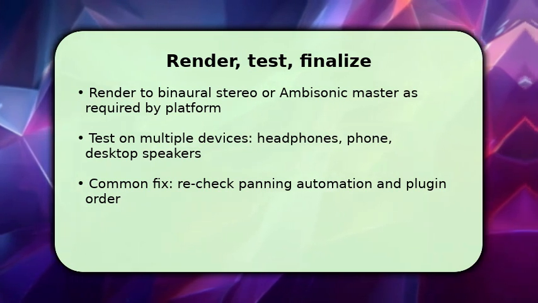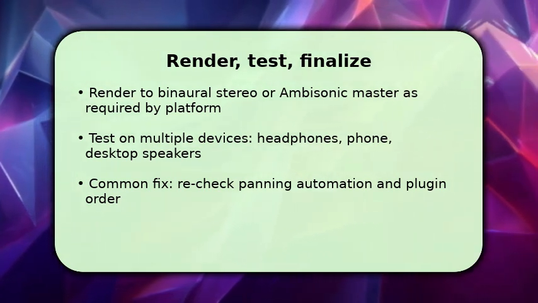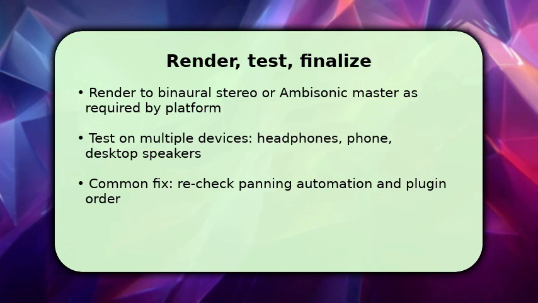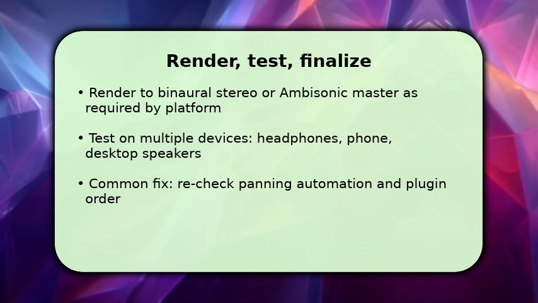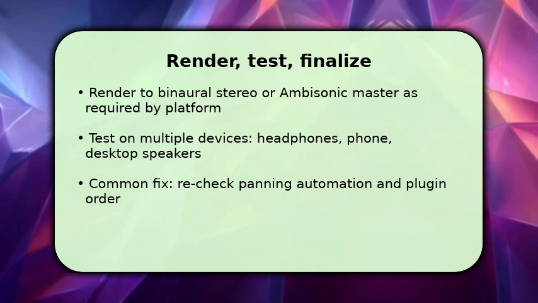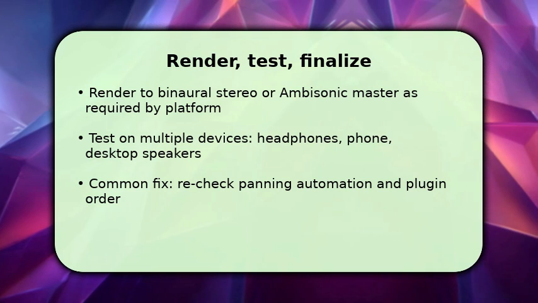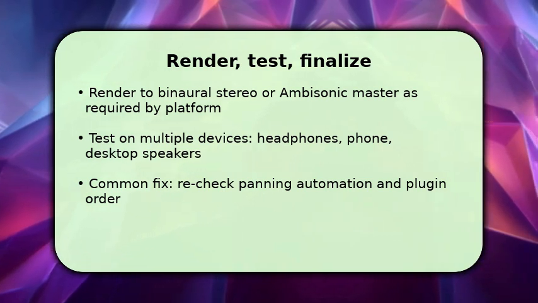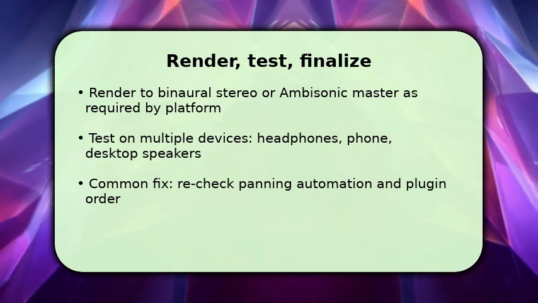Once rendered, test on multiple systems, headphones first, then phone playback and laptop speakers, because spatial perception changes with playback. If localization feels off, verify plugin order and that panning automation didn't clip or reset. These are common issues. Make sure to normalize levels and add a final limiter only if needed. Export with metadata and deliver your spatial mix confidently.